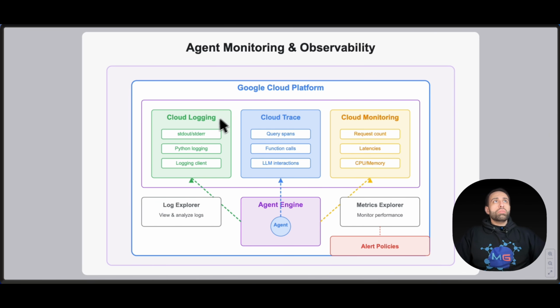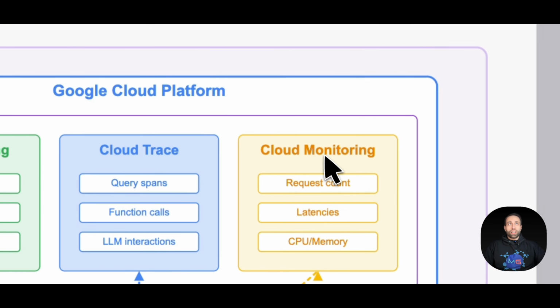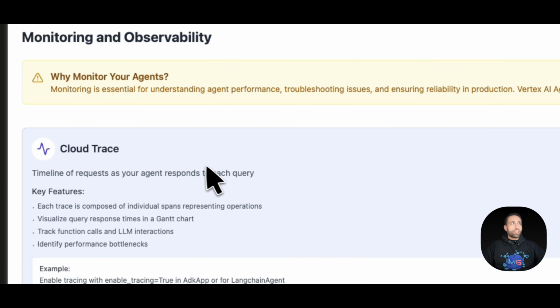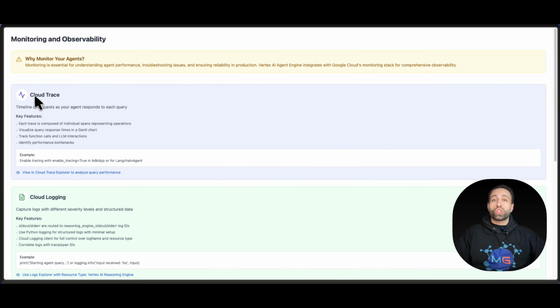So there are three main components when we talk about monitoring and observability. The first one is cloud logging, second one is cloud trace, and third one is cloud monitoring. So at the beginning, they might look a little bit the same, but they are fundamentally different. So to give you a bit more understanding of what's the difference here, let's go through the differences and some examples of what we mean by having these for your deployed agent that Agent Engine provides.